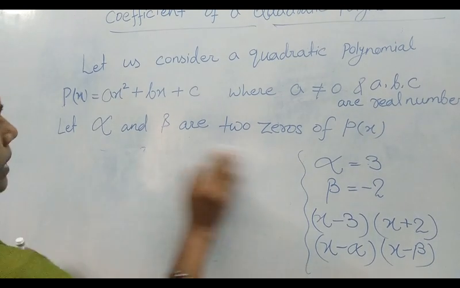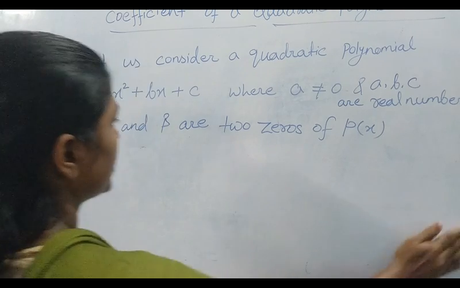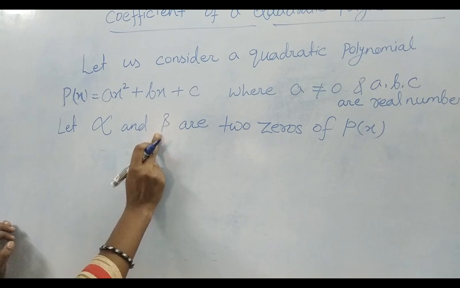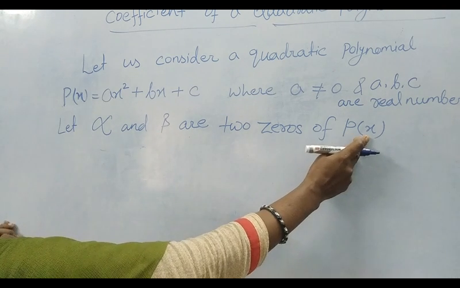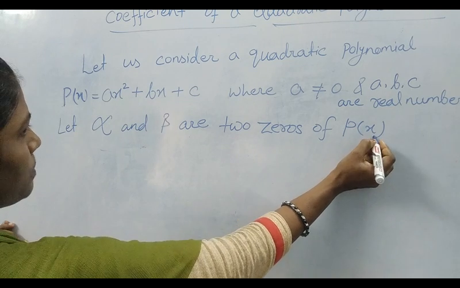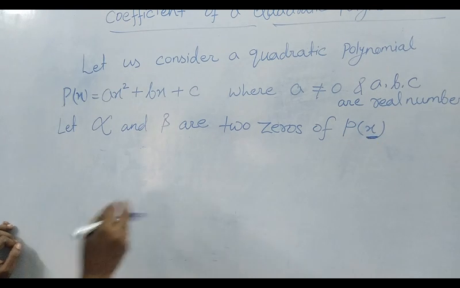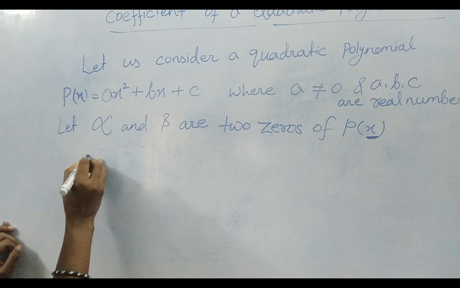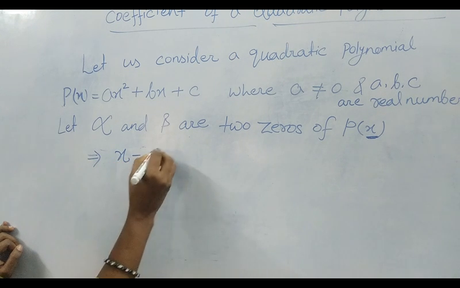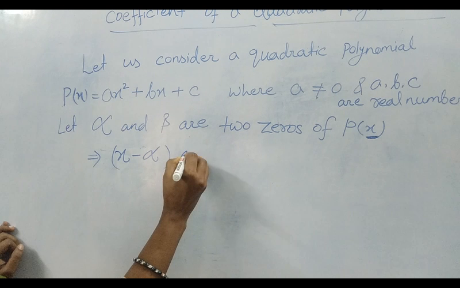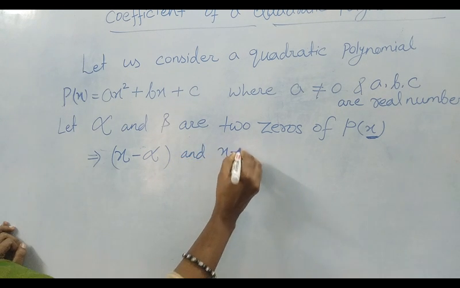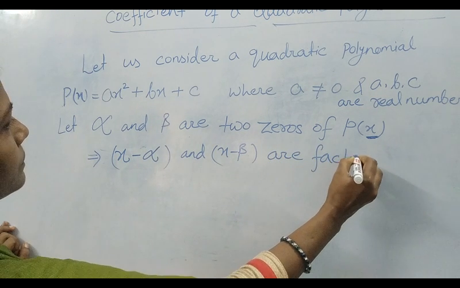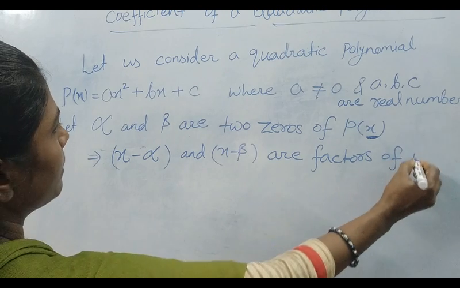So just continue our process. We are going to continue our steps. Here we have considered alpha and beta are zeros of this polynomial. Remember, this polynomial contains the variable x. That means if we subtract these zeros from this variable, we get the factors. That means x minus alpha and x minus beta are factors of p(x).